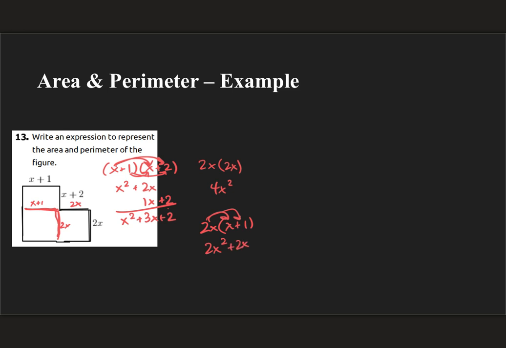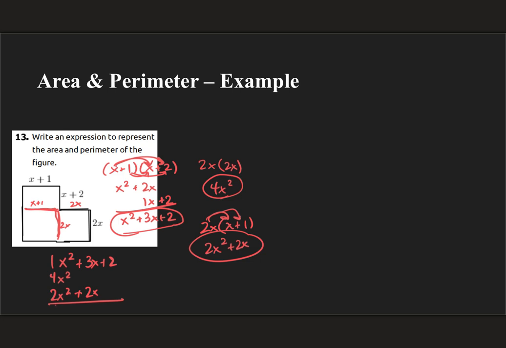And then I've got to take all three of these and add them together. So I'm going to set them up. I'm going to do x squared plus 3x plus 2. And then I'm going to add a 4x squared. And then I'm going to add a 2x squared plus 2x. And I have to add all those together. So I've got 1, 5, 6, 7x squared. And then 5x. And then 2. That's my answer for the area. So the area is 7x squared plus 5x plus 2.